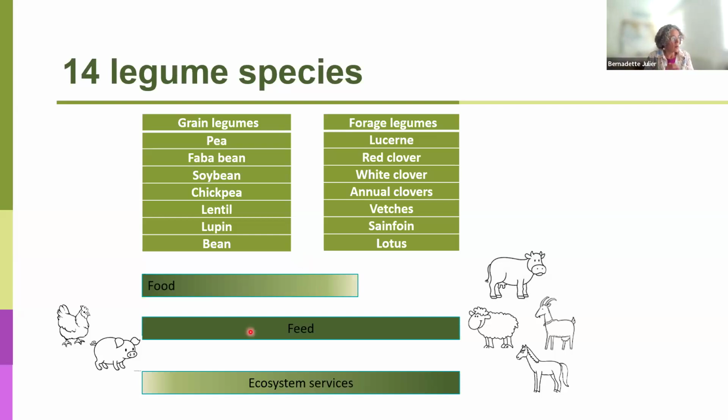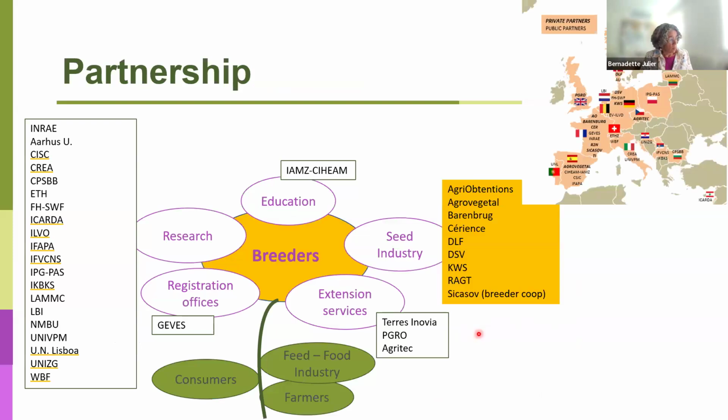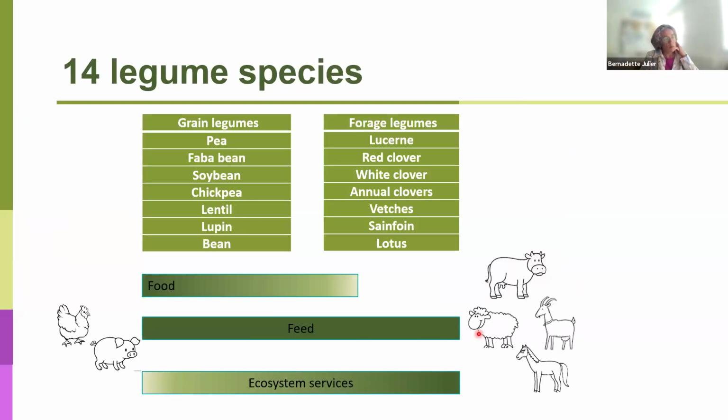These 2 types of legumes are used for feed, but they don't feed the same animals. Grain legumes are mostly used for monogastrics, while the forage legumes are used to feed ruminants. And all these legumes provide ecosystem services, and probably forage legumes provide more services because they fix more nitrogen, but all of them are important for agriculture. Just to come back to the legume species, we are not working with the same intensity on all species, but we are working on all species.